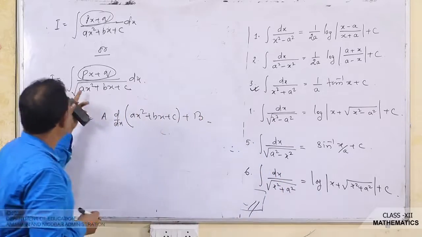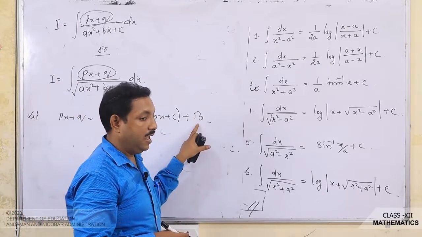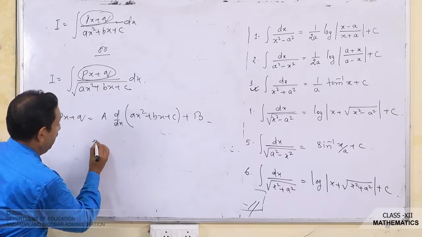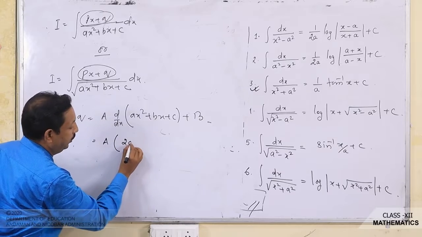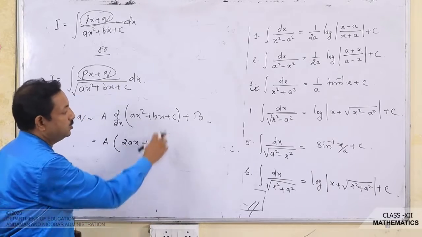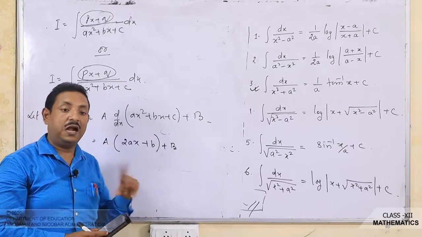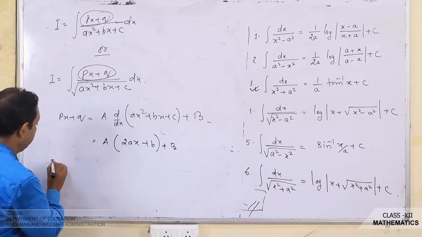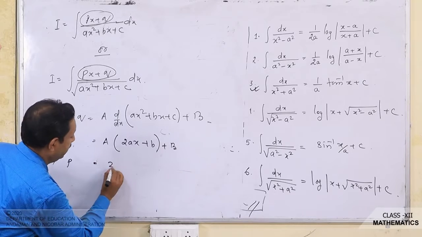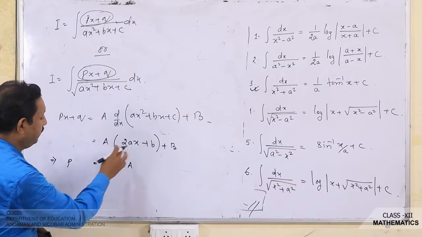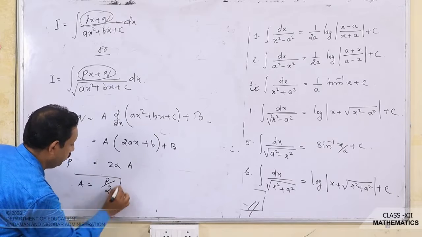Okay. So, we take this part px plus q equal to a times the derivative of a x square plus bx plus c, and some b. Now, what to do? Here I write a, and the derivative of this part will be 2ax plus b, this constant is 0, and plus b. Now, I compare the coefficient of x and the constant terms. So, the coefficient of x, from the left hand side you have p only, and from the right hand side 2a. So, that means we calculate a from here, that is p upon 2a, that is the value of a.